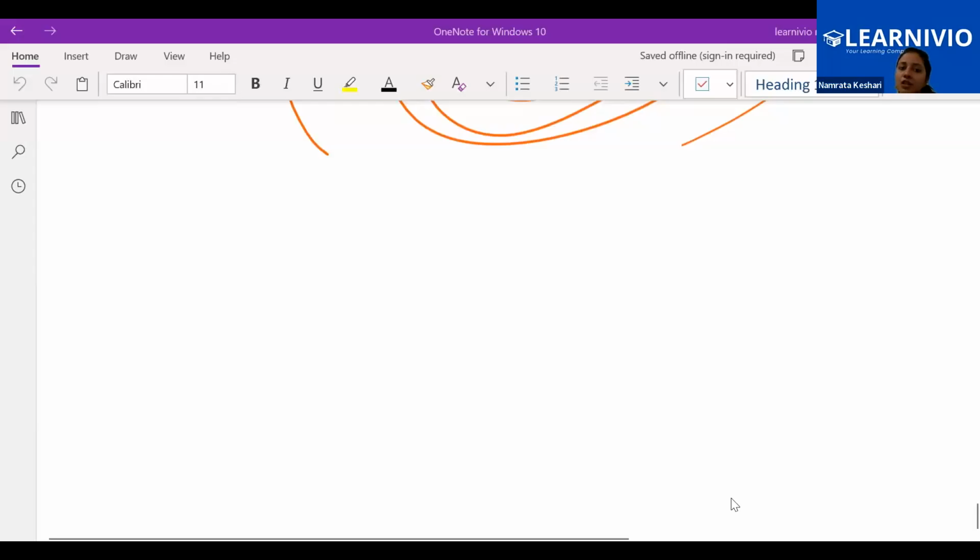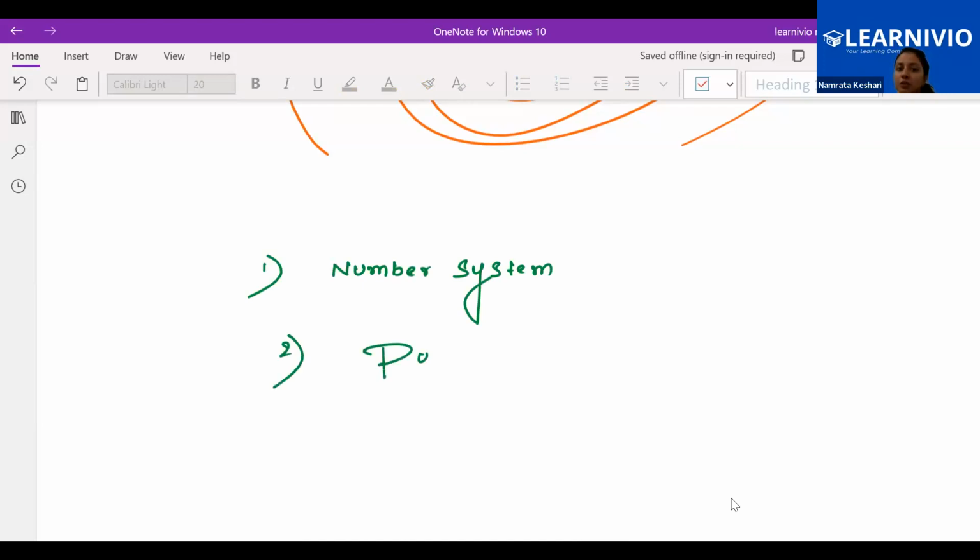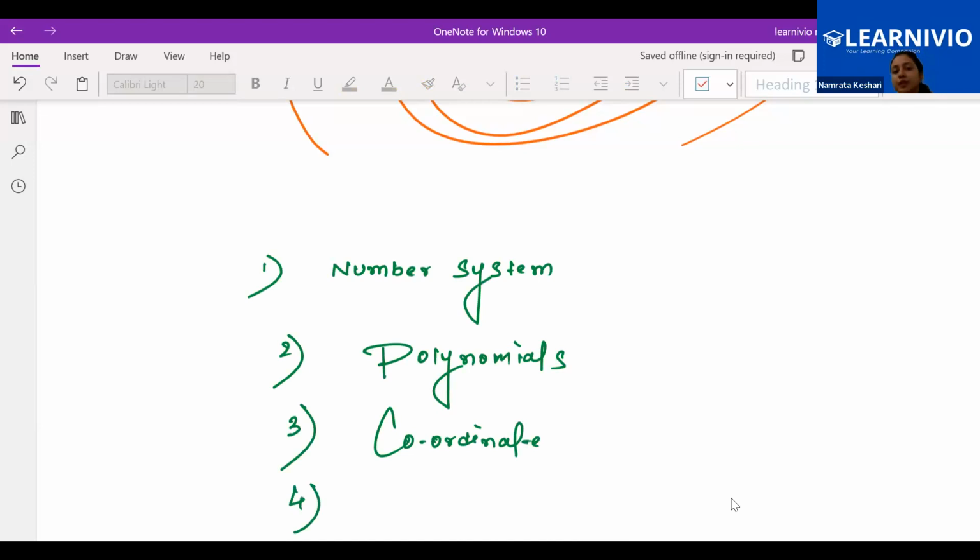We have our first chapter as number system, right, Sarah? Yes, ma'am. The second chapter we have is polynomials, right? Yes. And the third topic we have is coordinate geometry. After that, we have linear equation in one variable. So today, Sarah, we have taken this topic.